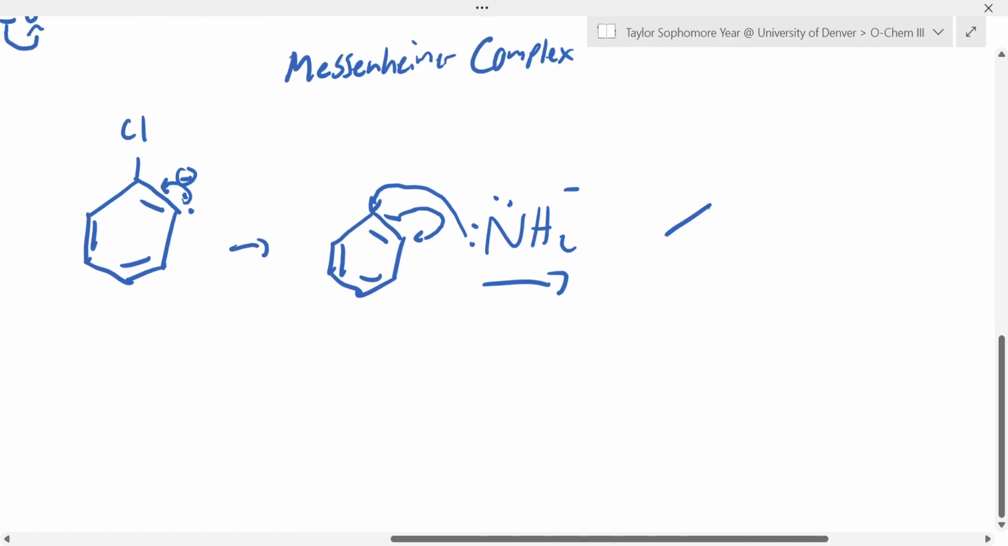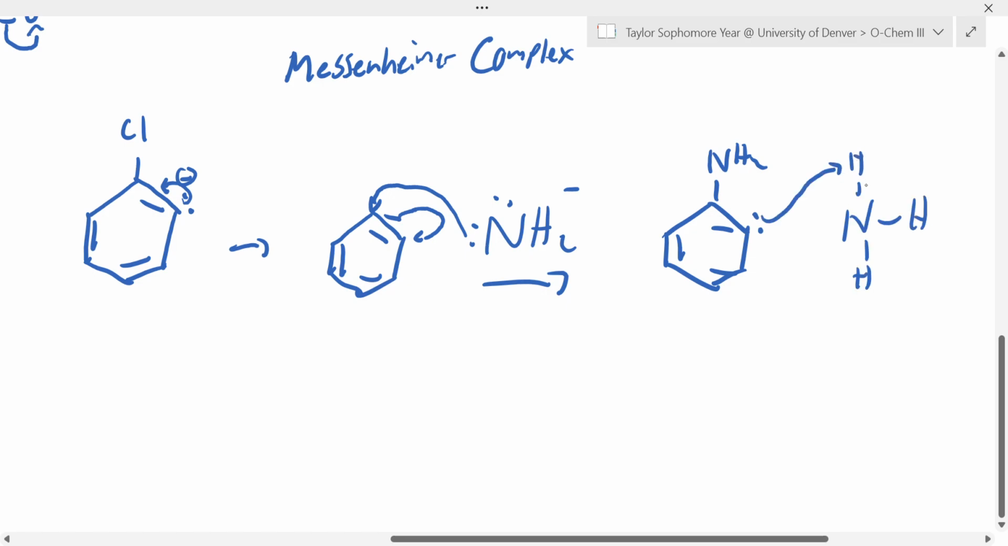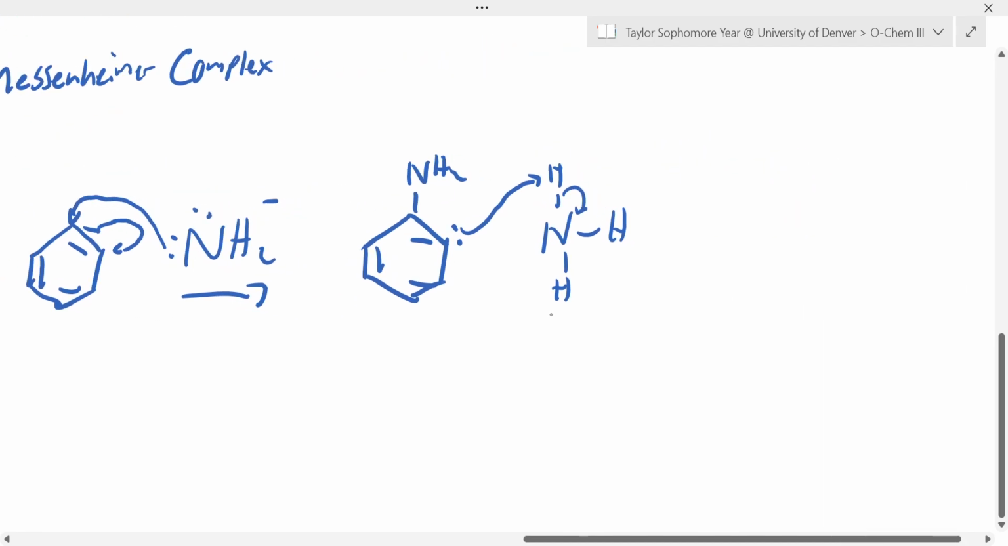And then from there, we have 2 electrons here, NH2, where we can use the NH3 to grab one of the hydrogens, knock it off, and restore the benzene, which becomes an aniline. Which will be our final product.